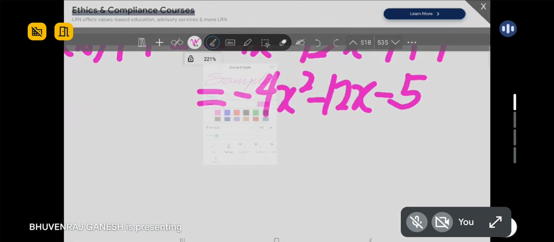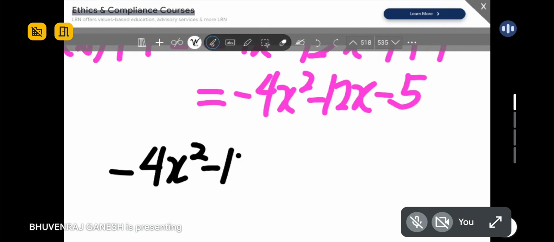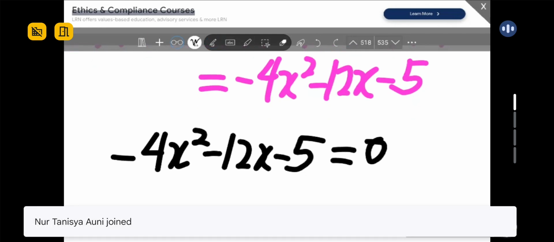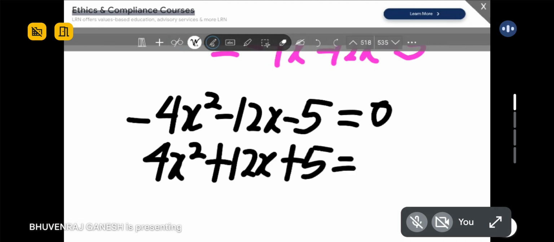So how do you get the range for x, guys? Julat, you must make it equal to 0 first. So negative 4x squared minus 12x minus 5 equal to 0, sama dengan kosong. Okay, so I can multiply the whole equation by negative. So it becomes like this now.